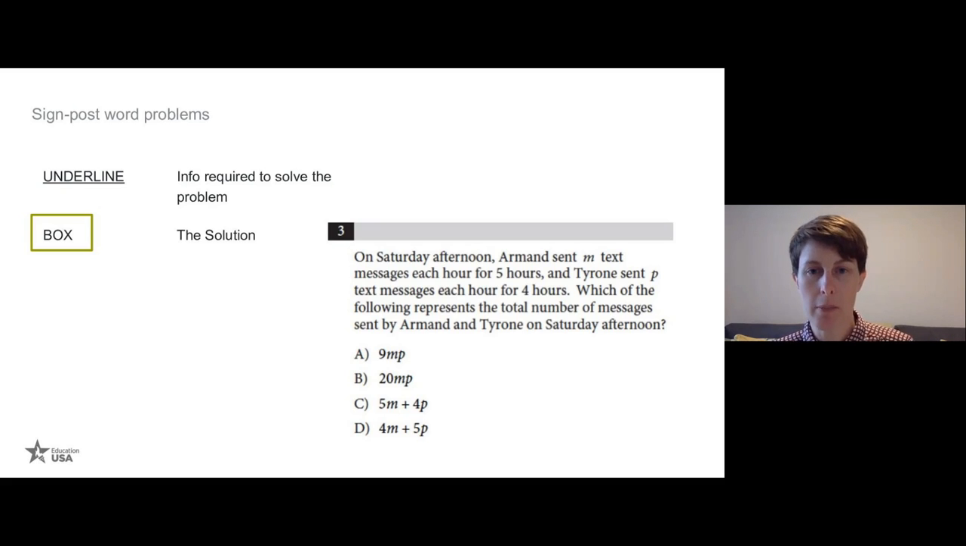Now, if you just tried to mental math this out and create a formula, for some folks that can be a little bit challenging and feel a little bit too it's not specific enough, right?